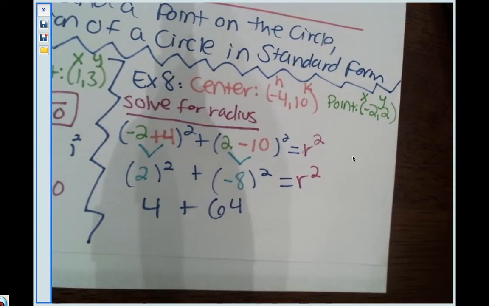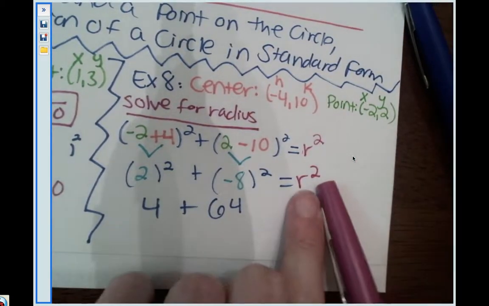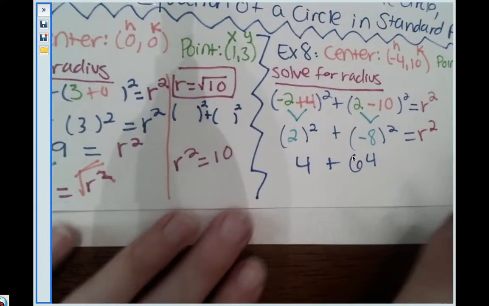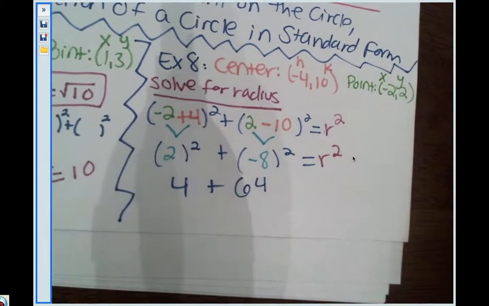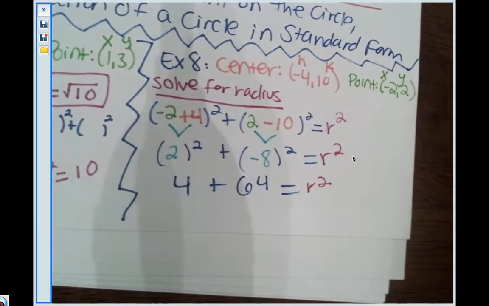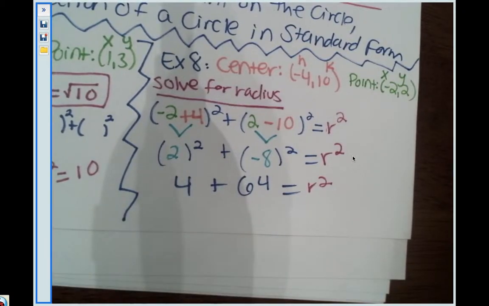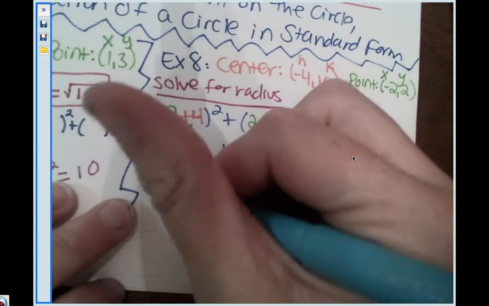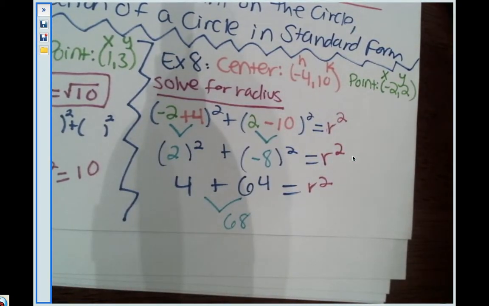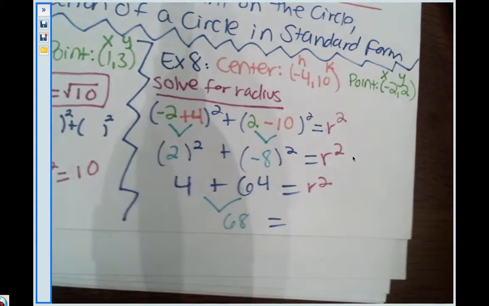All we have to find is the radius squared. So again, we're not going to be square rooting both sides like we did over here to save us some time, because mathematicians like to be efficient. So let's try to be efficient since we are mathematicians, right? Okay, you guys, 4 and 64 will give me a 68. So the radius squared equals 68.